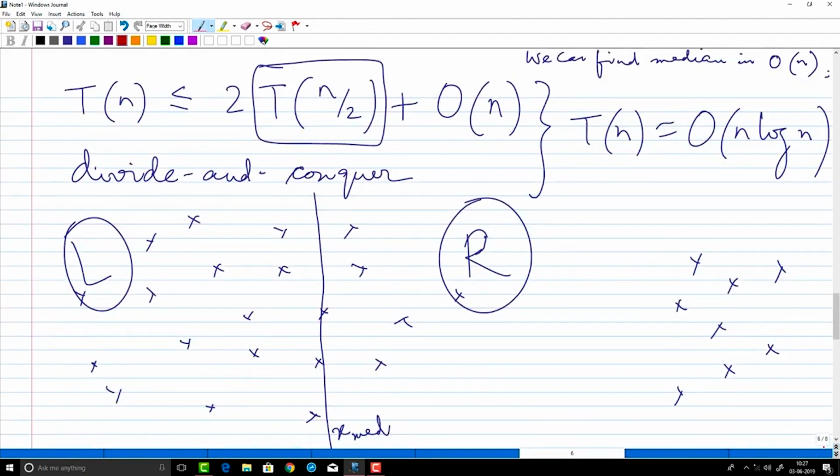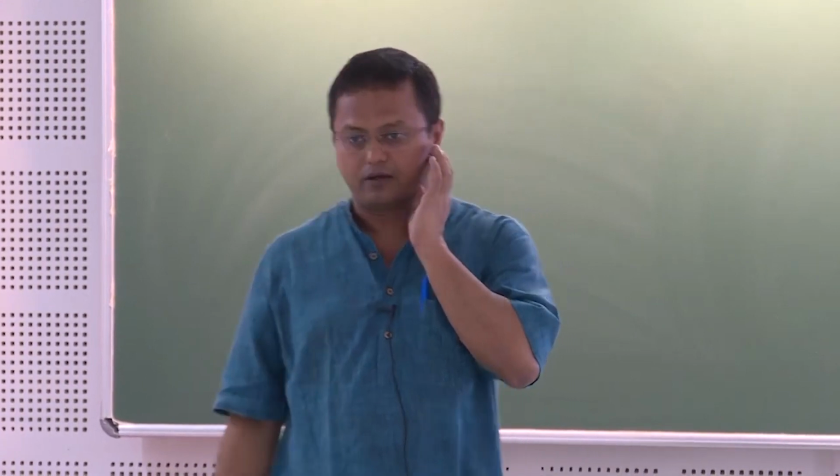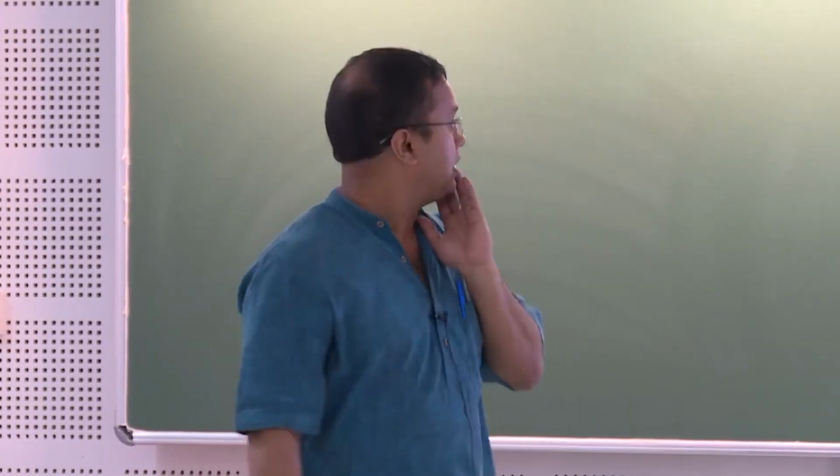So, this is order n log n for this recurrence, and there is obviously an order n log n for sorting. So, total n log n. Okay.